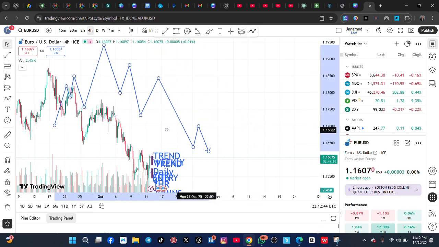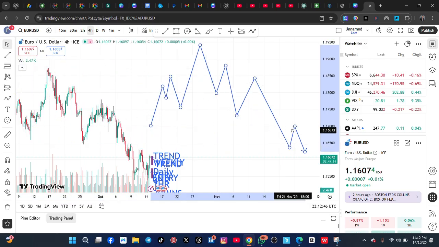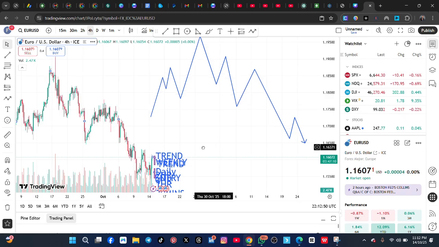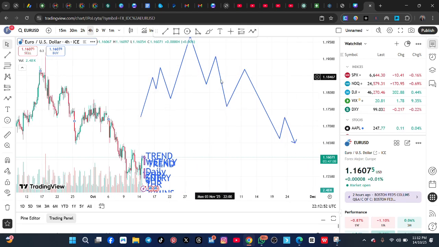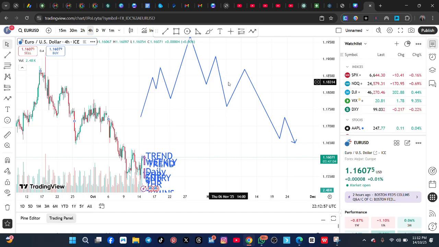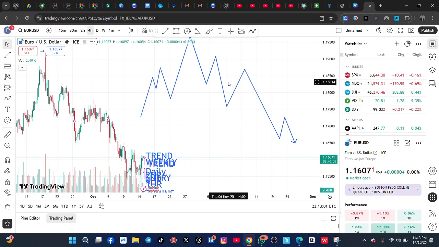But remember that the overall trend for the other ones that we just did, for the day and the weekly, shows that the market was bullish. But on the 4 hours, the market is now coming down. That's how you need to check. You need to check all of these things in order to take a trade.